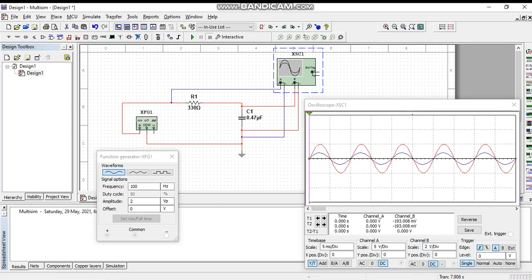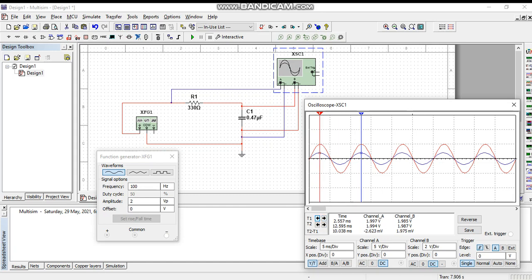So to find V out, V out is actually the voltage across the capacitor, which is channel B. Firstly, we take channel B and put the cursor at the peak of wave B. Wave B represents the red color wave. The maximum voltage when the frequency is 100 is 1.987 volts for V out, and V in is channel A.